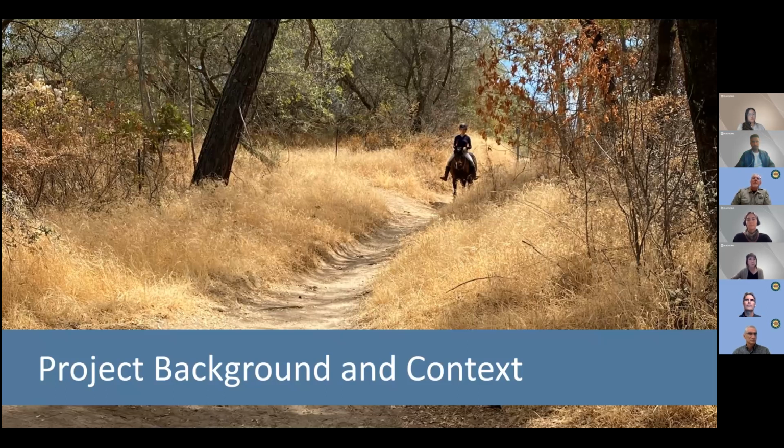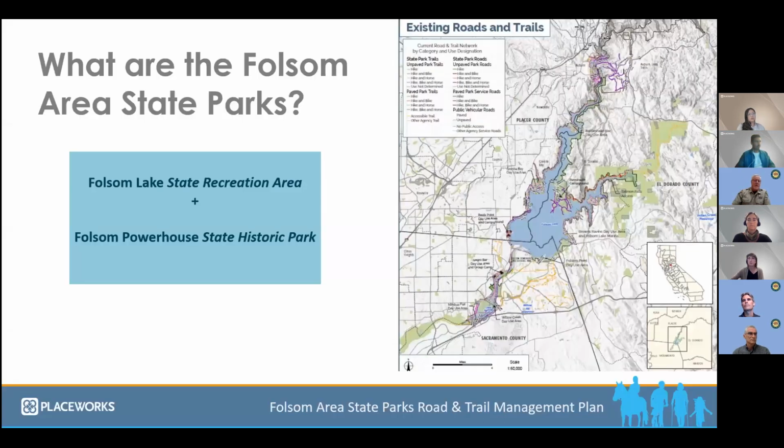Great, thank you, Isabel, and everybody for participating in those surveys. Now I want to provide you just a little bit of background and context for the road and trail management plan. The Folsom Sector State Parks consist of the Folsom Lake State Recreation Area and the Folsom Powerhouse State Historic Park. Combined, these parks see just under 3 million visitors annually.